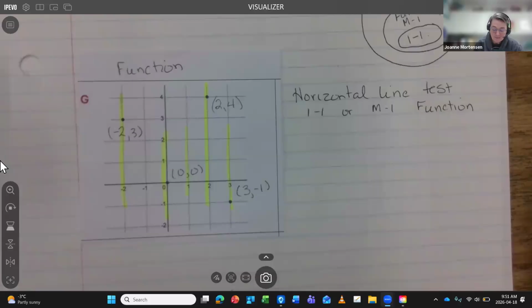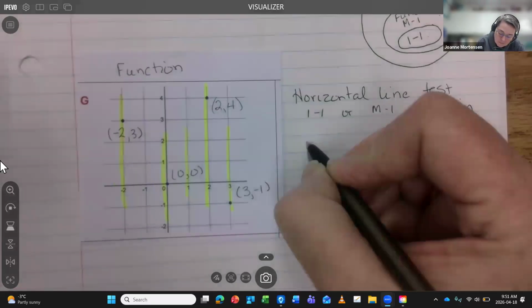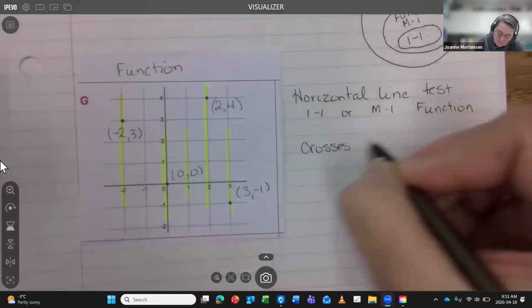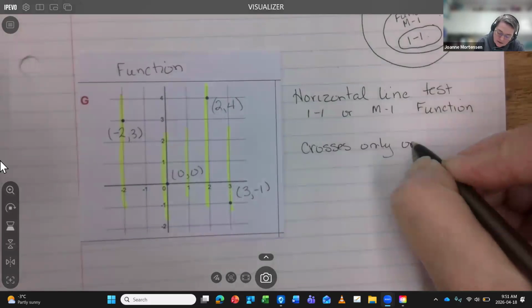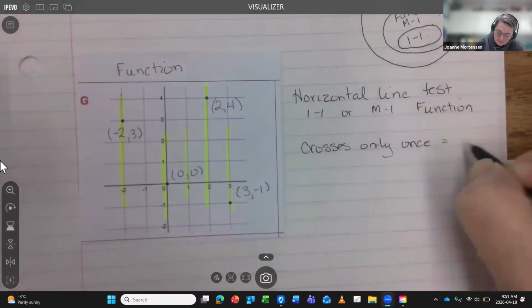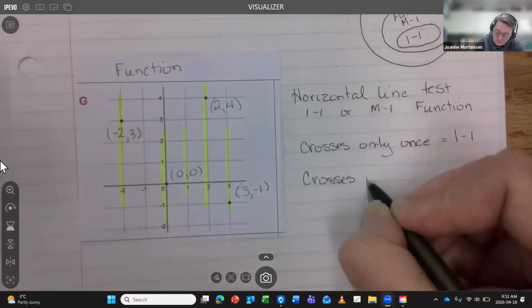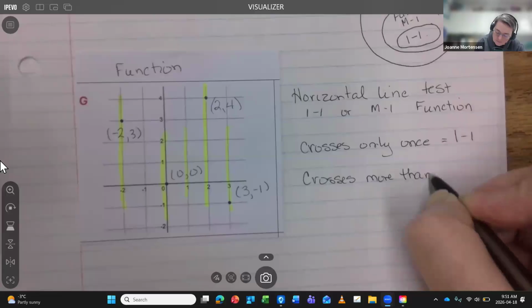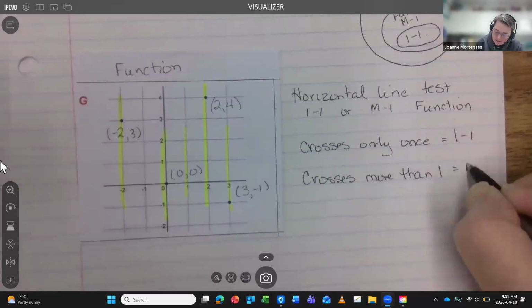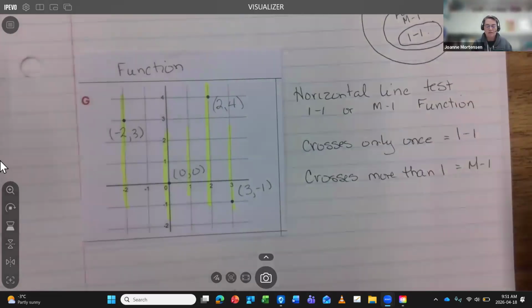All right, here we go. Horizontal line test. Hey, guess what? You draw a horizontal line. I'm going to make it the same as there. If it crosses only once, it's a 1-to-1. If it crosses more than once, it becomes a many-to-one. Okay, so we're going to get out the pink highlighter.